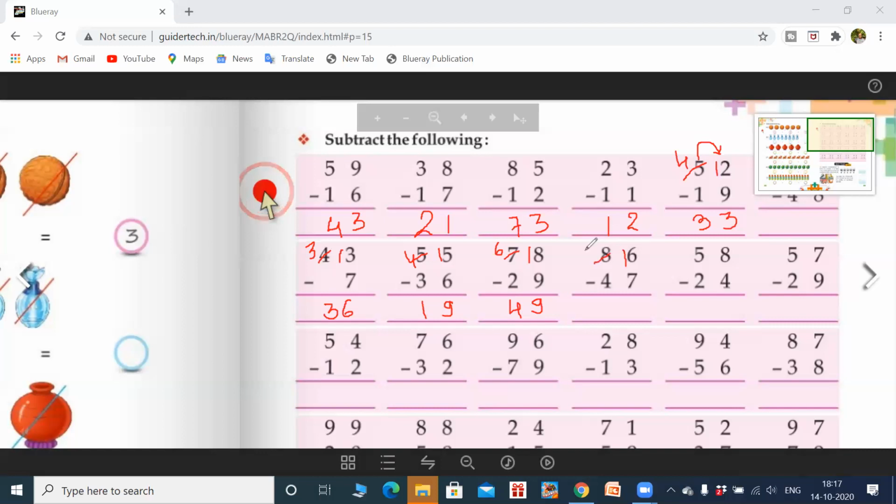Give 1 here. This becomes 8, becomes 7. 16 minus 7, that is 9. And 7 minus 4, that is 3. So 39. So the rest of the questions you can do as homework.